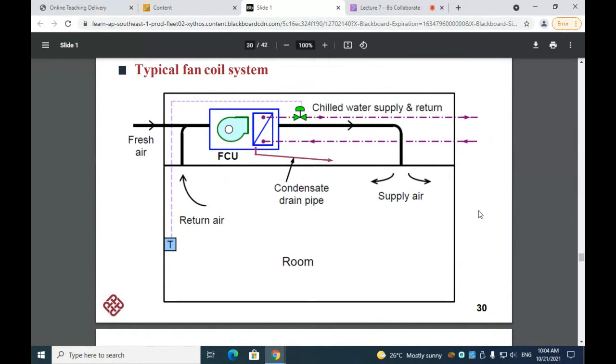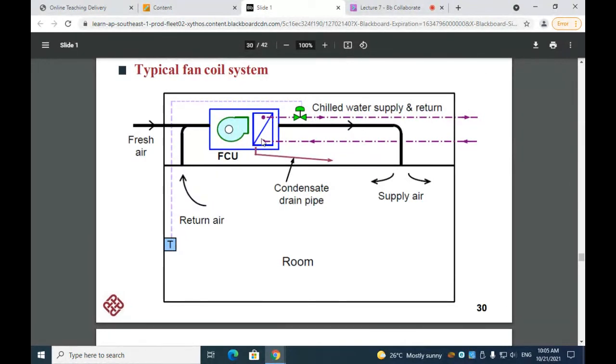This picture illustrates a typical fan coil system. So you can see that this is one room, and we have fresh air intake and return air. And the temperature sensor is connected to a controller that directly controls the chilled water supply and return. And the chilled water supply and return is connected to a major chiller. And that chiller will provide chilled water for all of the fan coil units. And therefore, the central chiller outlet air temperature will remain constant. So the controller here will only control the mass flow rate of the chilled water.